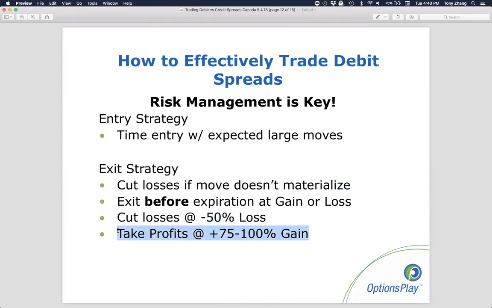For taking profits, it's just the exact opposite. If it reaches about 75 to 100% of what you've paid for that debit spread, time to take at least partial profits. If you're trading just 1 or 2 contracts, you should probably take all profits. If you're trading 5 or 10 contracts, you can take partial profits. You can take half the position off, take those profits and leave the other half if you think the stock's really going to continue going, but you want to at least take some profits at about 75 to 100%.